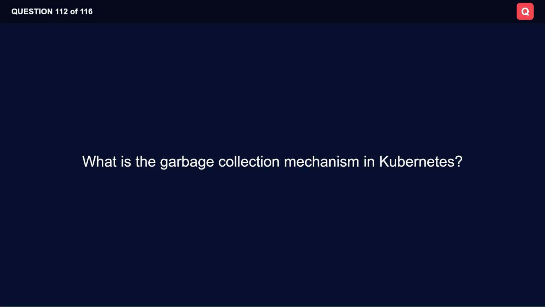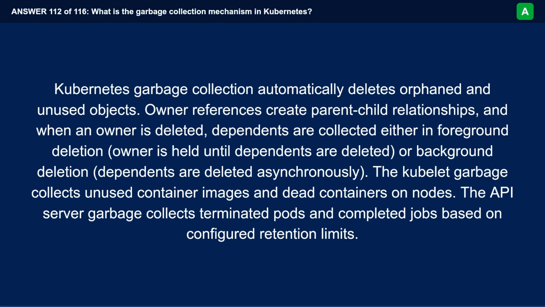What is the garbage collection mechanism in Kubernetes? Kubernetes garbage collection automatically deletes orphaned and unused objects. Owner references create parent-child relationships, and when an owner is deleted, dependents are collected either in foreground deletion, where the owner is held until dependents are deleted, or background deletion, where dependents are deleted asynchronously.